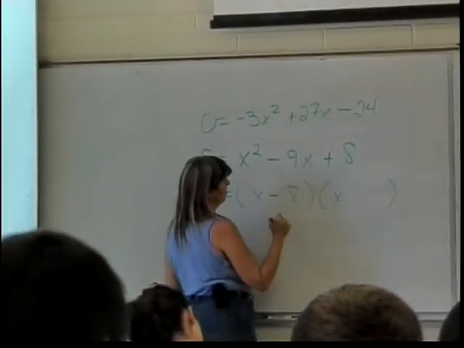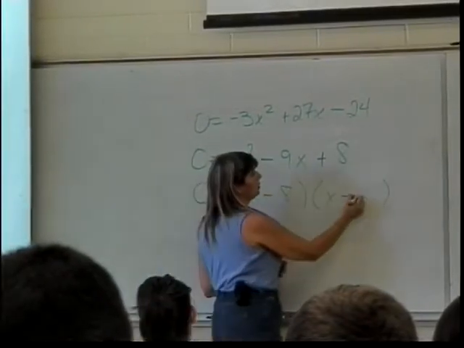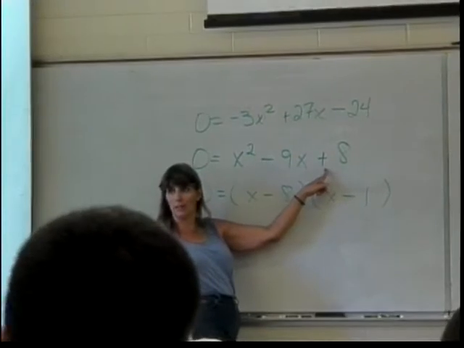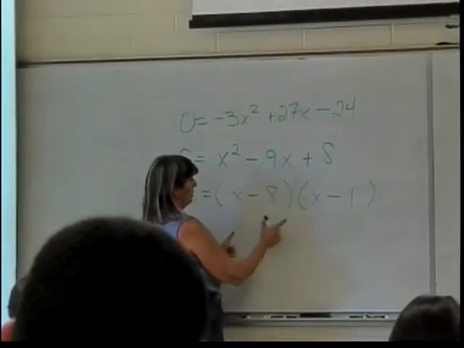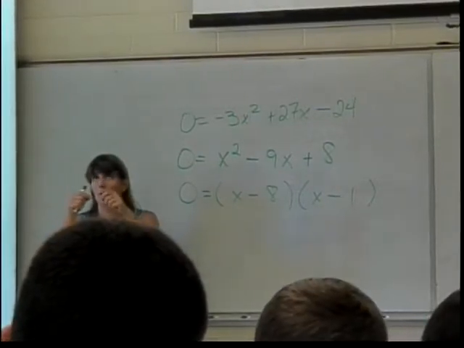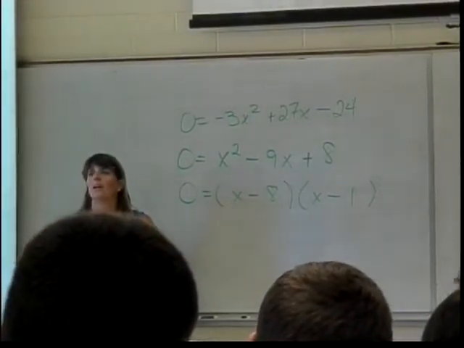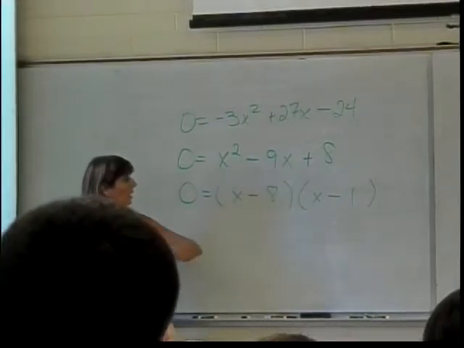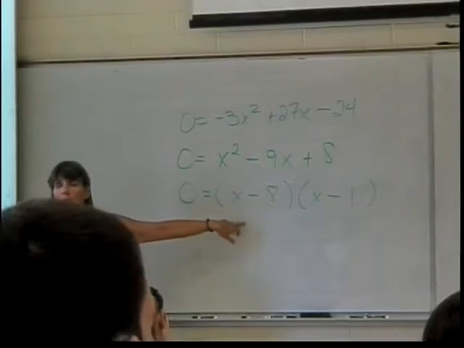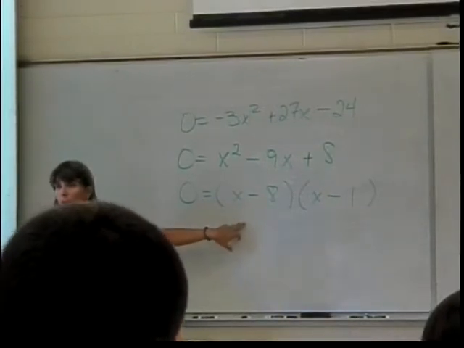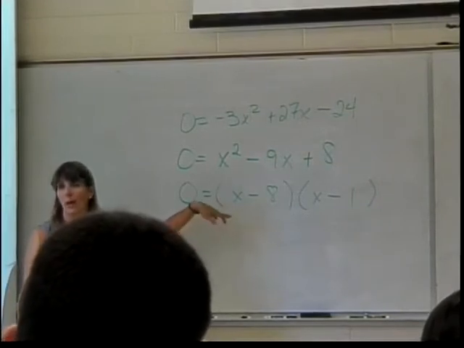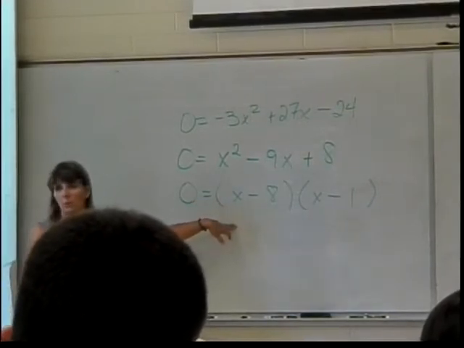x minus 8 and x minus 1, because remember these two need to multiply together to be positive 8, and when you add the inner and the outer, they have to come together to be negative 9x. When you factor, I would always recommend that you check your factoring by foiling it back out to make sure you get back where you started. The most common mistake I find on tests is people factor incorrectly, but don't check to make sure that they didn't mess up.